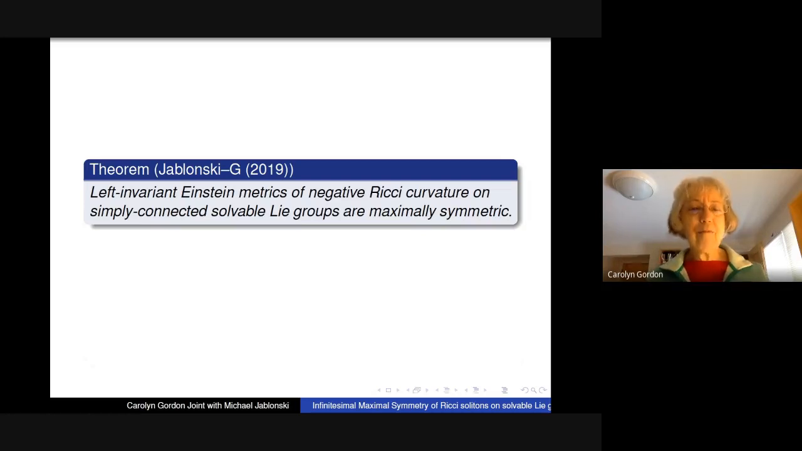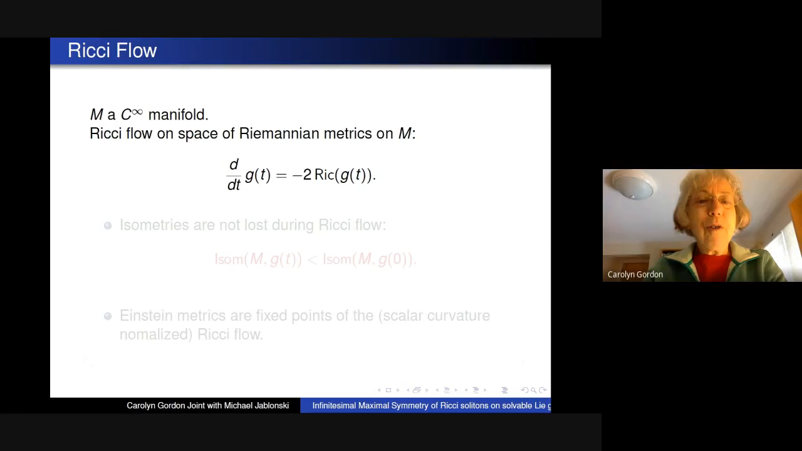Mike Jablonski and I proved earlier that left invariant Einstein metrics of negative Ricci curvature on simply connected solvable Lie groups are maximally symmetric. So any other Riemannian metric will have an isometry group contained in that of the Einstein metric, up to automorphism. We gave a very complicated proof of this result. The proof we would have liked to give would be to use the fact that Einstein metrics are stable fixed points of the Ricci flow, but you need stability to get a proof. So we did things the hard way. Now there's a much more beautiful proof by Böhm and Lafuente using the Ricci flow, because they proved a stability result for the Ricci flow.